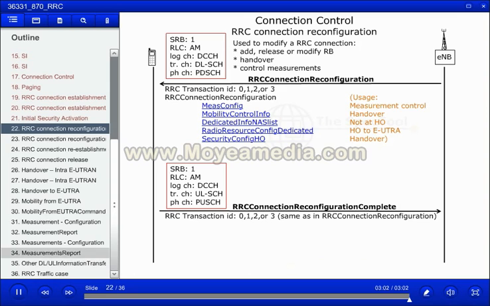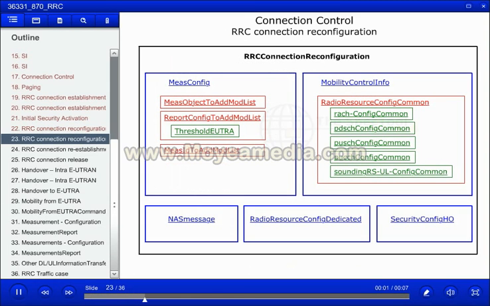Message structure of RRC connection reconfiguration.